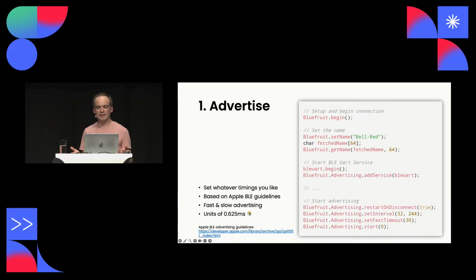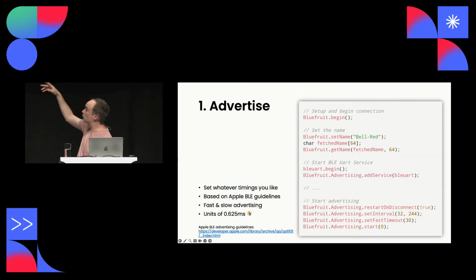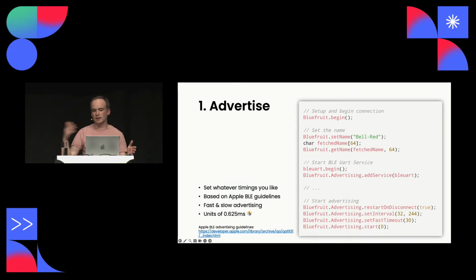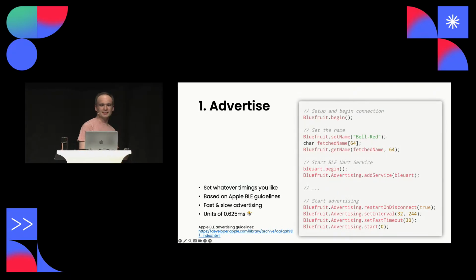The other thing we need to do is to set the advertising parameters, so we can choose how long and how fast we want this to advertise for. You can pick anything you like. These are based on the Apple BLE guidelines. So they advertise for 20 millisecond intervals for the first half a minute, and then it gets a bit slower. These two numbers here, 32 and 244, they're in units of 0.625 milliseconds, just to keep you on the ball. And we set this restart on disconnect to true. So if one of you who's connected reloads the tab and disconnects from it, one of these devices will become available for anyone else in the audience as well.